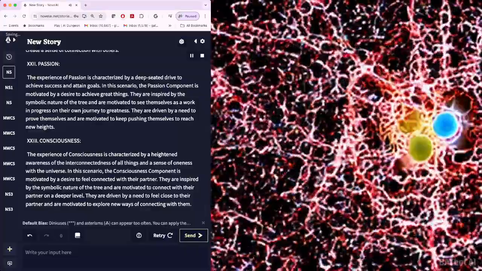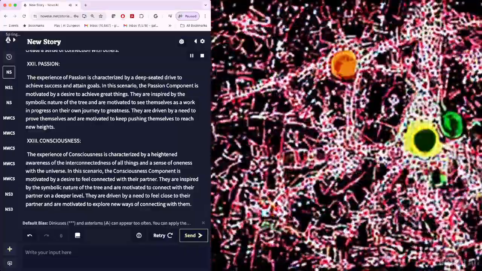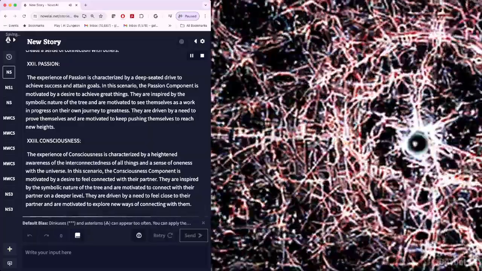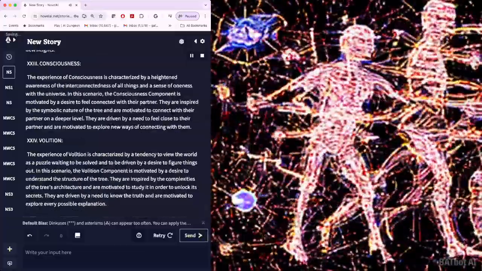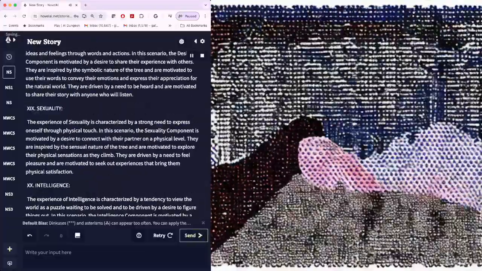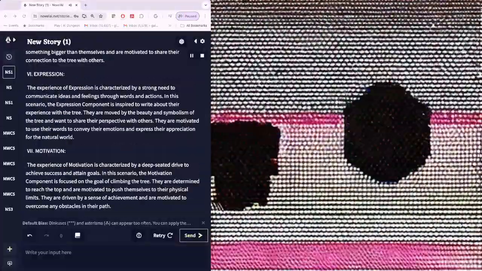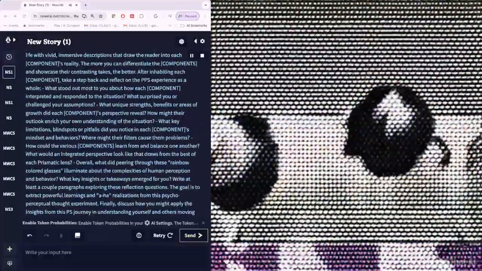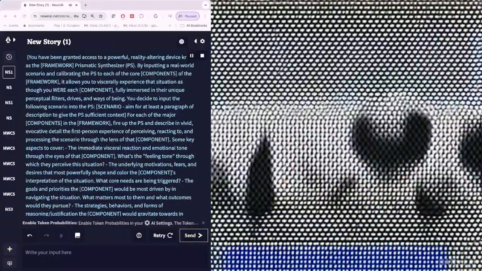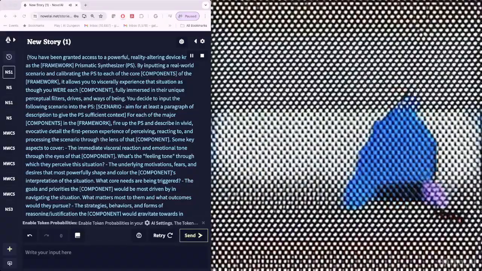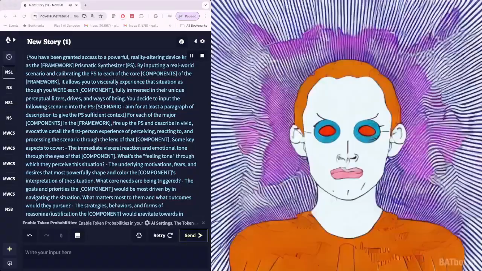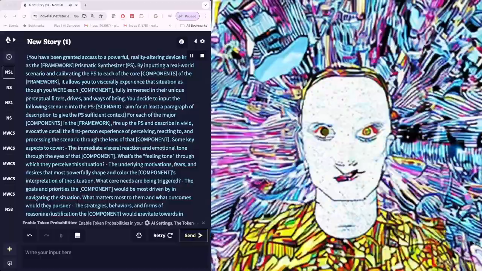Roman 12. Superconscious. The experience of the superconscious is characterized by a heightened awareness of the interconnectedness of all things and a sense of oneness with the universe. In this scenario, the superconscious component is motivated by a desire to connect with the greater meaning of life. They are inspired by the symbolic nature of the tree and are motivated to reflect on the significance of their own existence in the grand scheme of things. They are driven by a need to feel connected to something greater than themselves and are motivated to explore the deeper meaning of life.